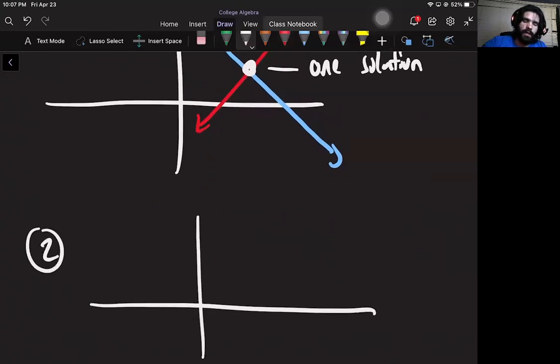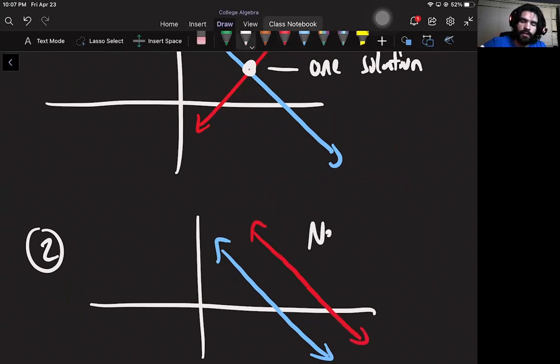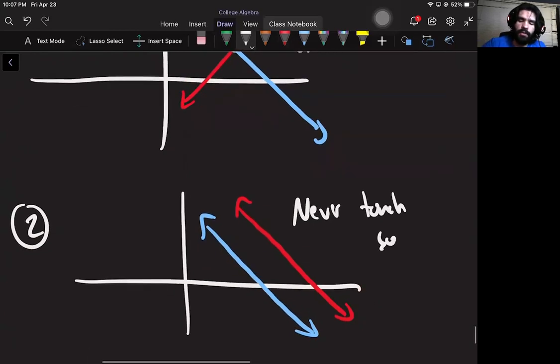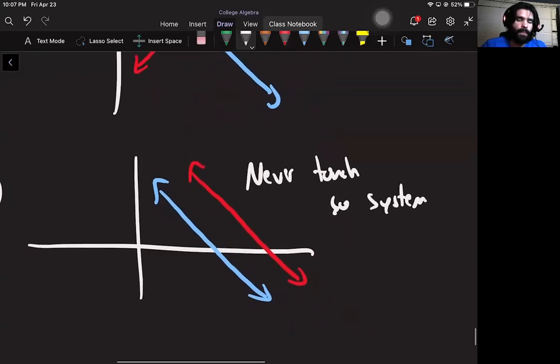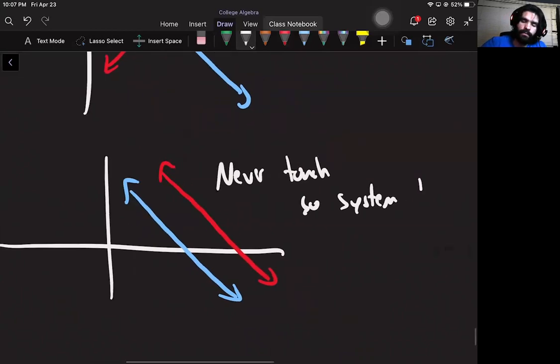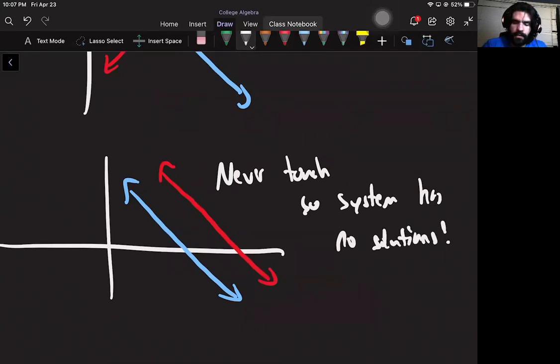You could have two lines that are parallel. Remember, that means that they have the same slope. And so these will never touch. So that must mean the system will have no solutions, because the system having a solution means all the points that work for both equations, and there are no points in common, so no points work for both. So we didn't see any examples like this, but we will in a second. So this system has no solutions.